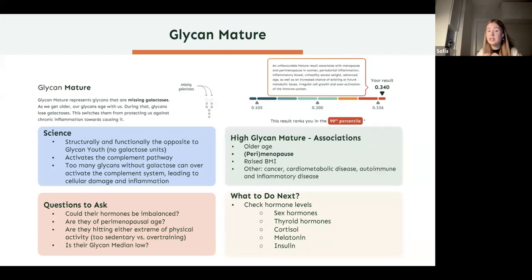Another question is, is their glycan median low? And you can see that this is the same question that we had with glycan youth, again, because these are just the opposite glycan structures, and I'll tell you more when we get to the glycan median. So what would you do next? What we would do is check hormone levels, and specifically sex hormones, thyroid hormones, cortisol, melatonin, and insulin.